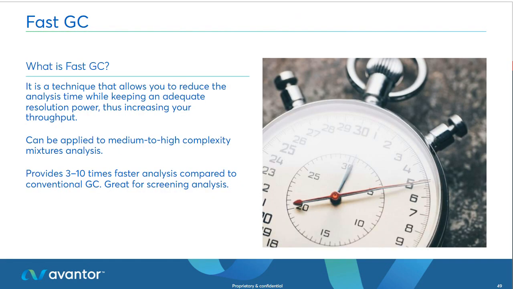So now we're on to the FastGC section. So what is FastGC? This is a technique that allows you to reduce the analysis time while keeping an adequate resolution power, thus increasing your throughput. It can be applied to medium to high complexity mixture analysis and provides 3 to 10 times faster analysis compared to conventional GC.